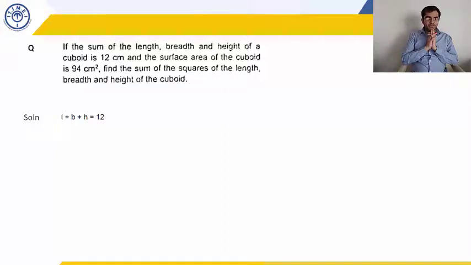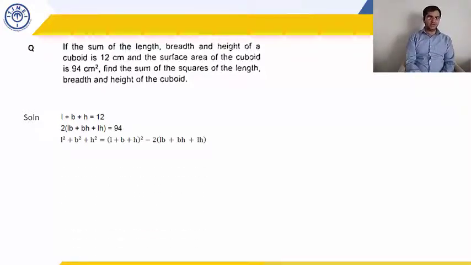First find out what is given to you, then find out what you need to calculate, and then solve. Okay, so what is given to you? Surface area of a cuboid is 2LB plus 2BH plus 2HL. So you are given 2 times (LB plus BH plus HL) equal to 94. What do you need to calculate? We need to calculate L square plus B square plus H square.